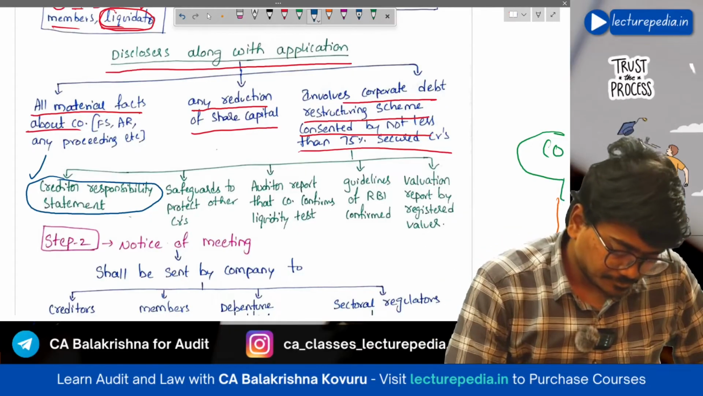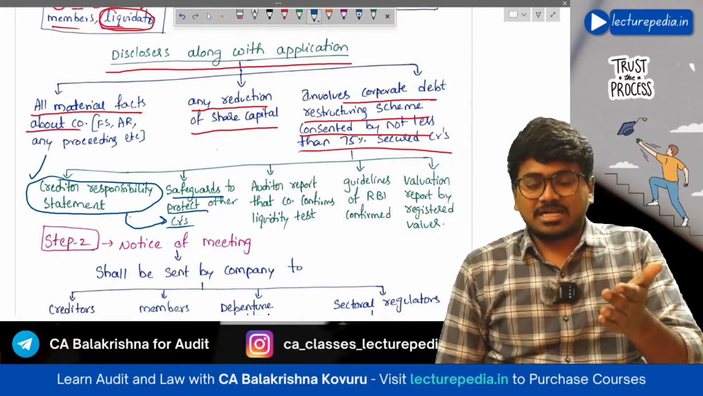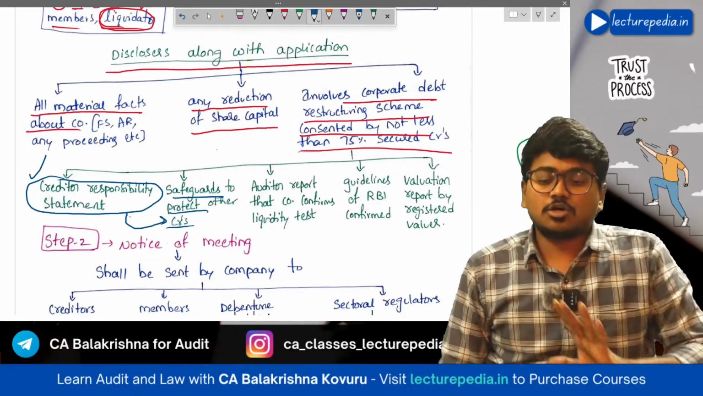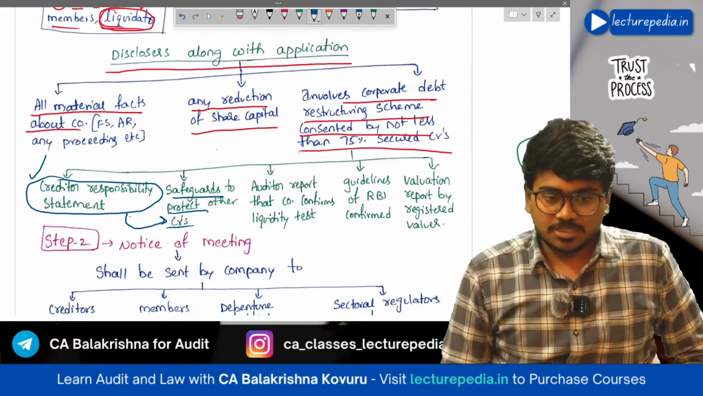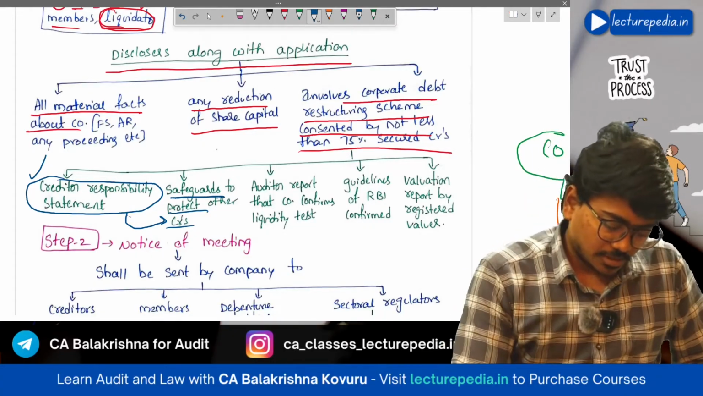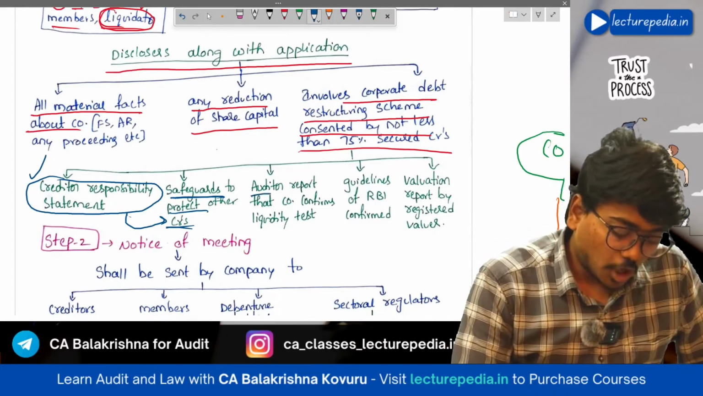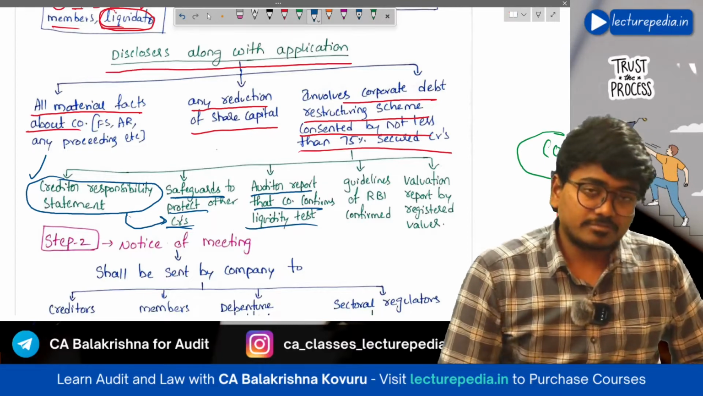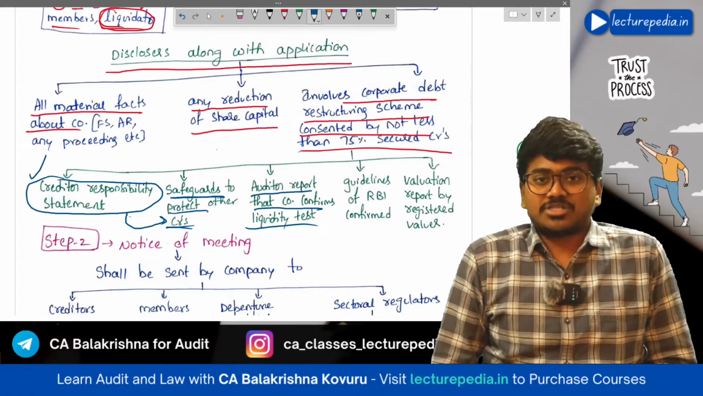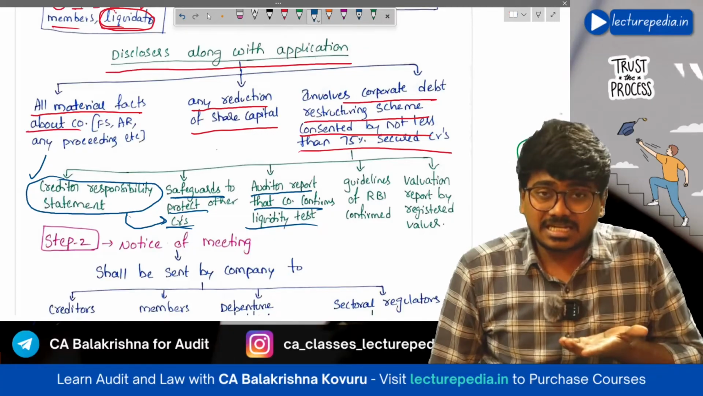See, safeguards to protect other creditors. Terms and conditions with respect to the corporate debt restructuring scheme will be involved in this creditor responsibility statement. The first thing is any safeguarding provisions to safeguard the interest of other small creditors. Next, an auditor report that the company confirms the liquidity test. Liquidity test means the company is in a liquid position. The company is able to repay its liabilities with the help of the assets that it has.